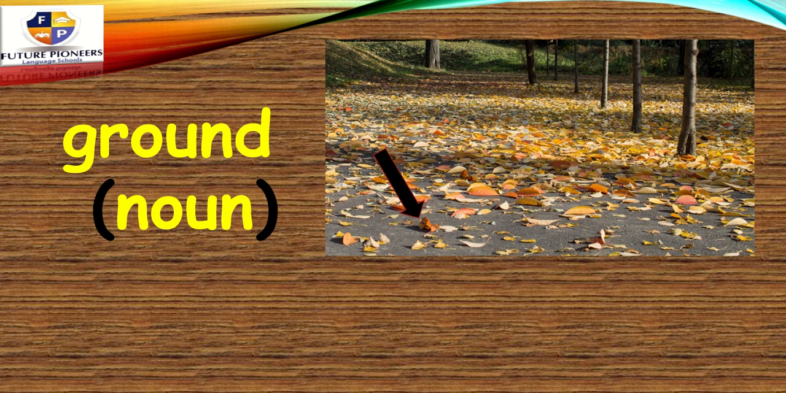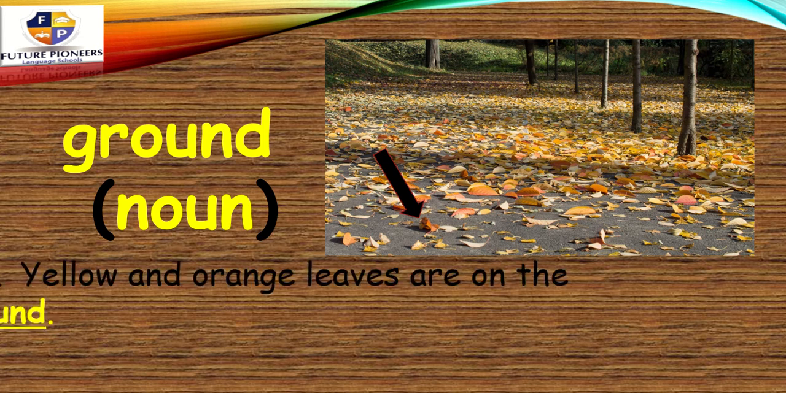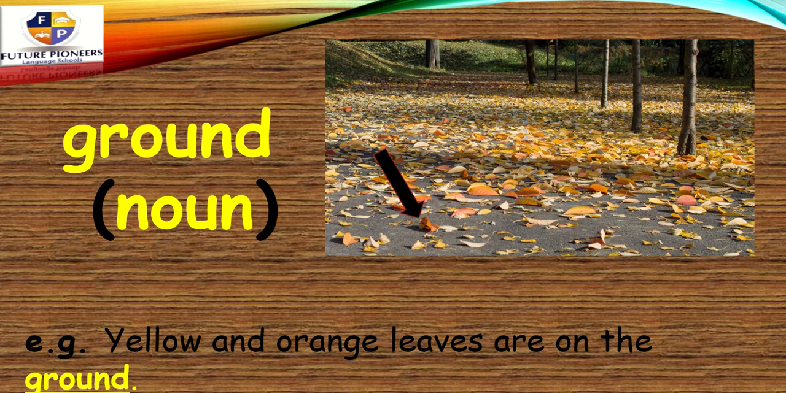So the ground is a noun, and how can we pronounce it? Don't forget that the O and U sound as ow sound, so we have to pronounce it as ground. Let's put this in a sentence. Yellow and orange leaves are on the ground.